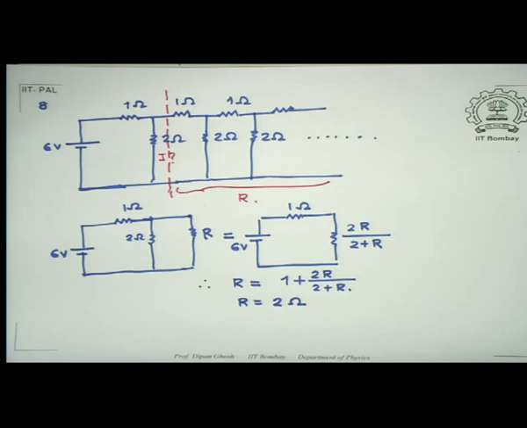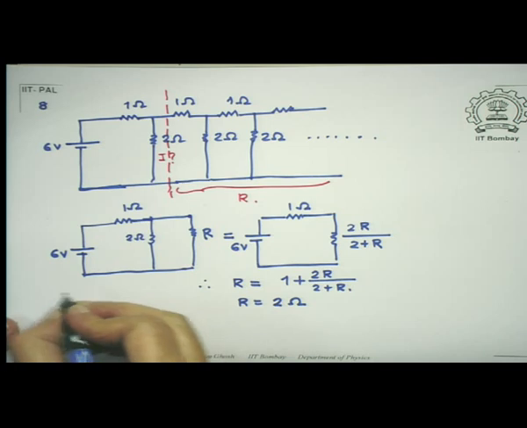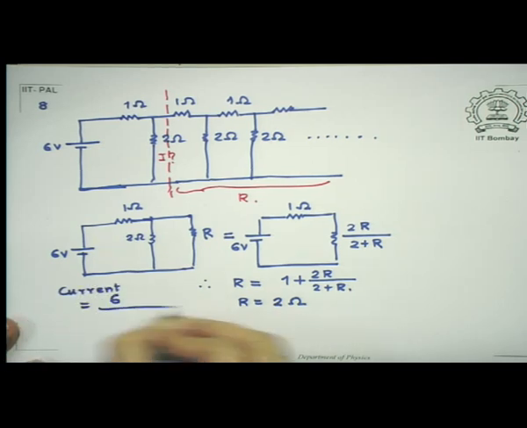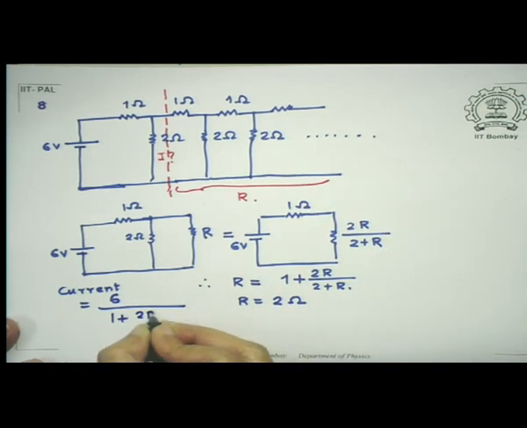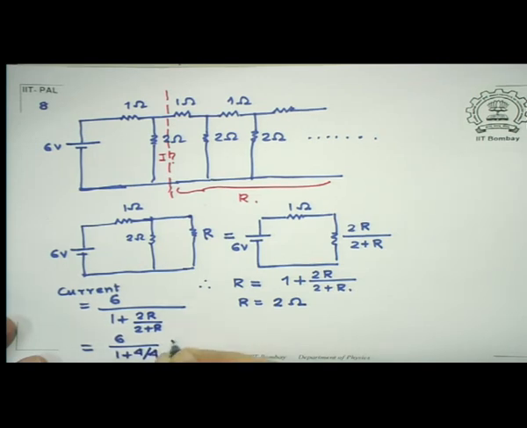So therefore, what is the current through the circuit? The current is 6 divided by, this is just a series resistance, so 1 plus 2R divided by 2 plus R. 2R is 4, 2 plus R is also 4. So this is equal to 6 divided by 1 plus 4 by 4. So that's equal to 3 amperes.